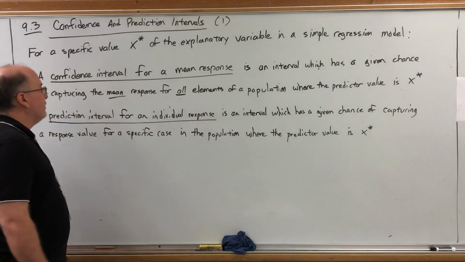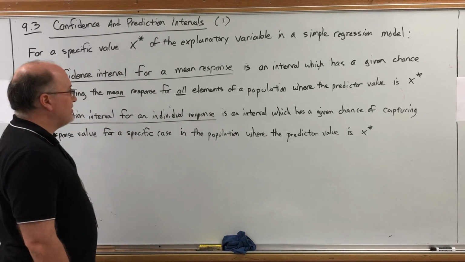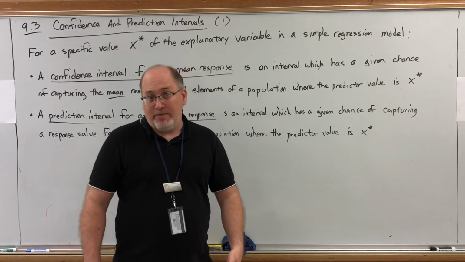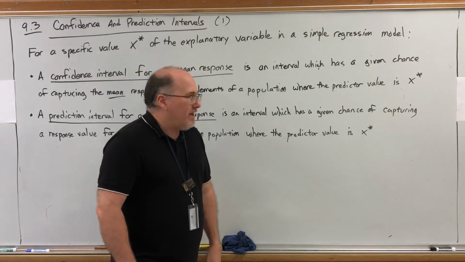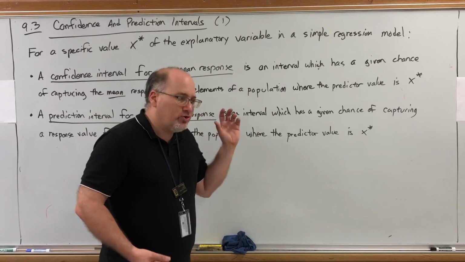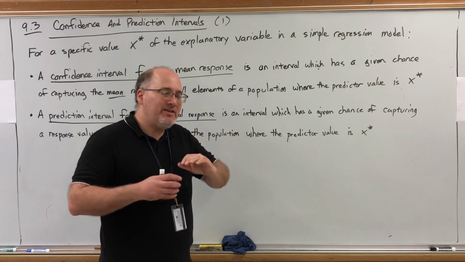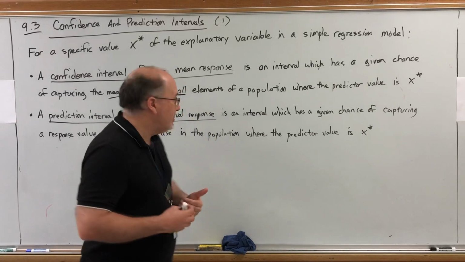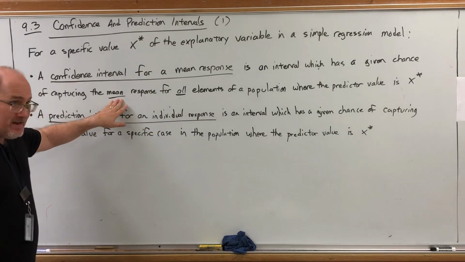What a confidence interval for a mean response is, we would take a certain value of the bill, for example, let's say a bill of $40, and we would construct an interval to try to capture the mean tip amount when the bill is $40 for an entire population. Emphasis on the word mean.